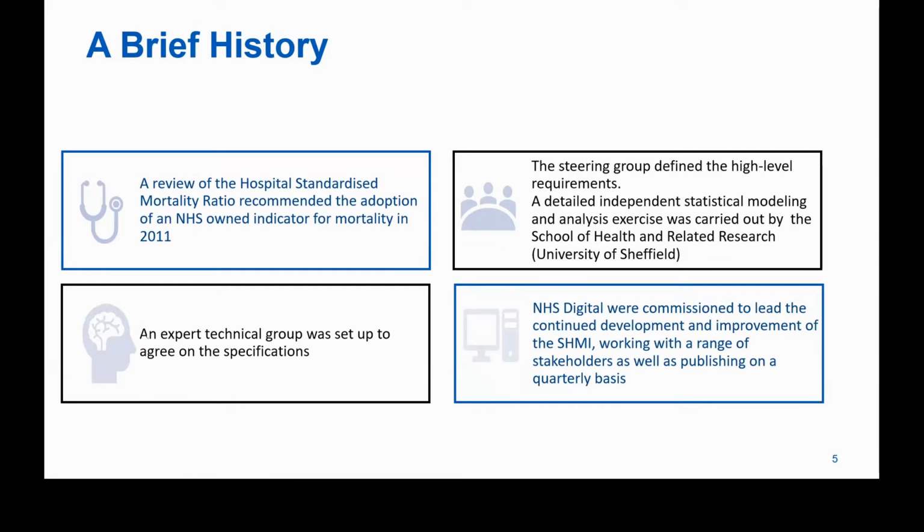So just a very brief history of the SHMI. A review was undertaken in 2011 of the hospital standardized mortality ratio, which we'll discuss in a few slides' time. That is a commercial tool that is used to measure mortality. The recommendation of that particular review was that the NHS should develop their own indicator for mortality. So an expert technical group was set up to agree on the specification of the SHMI, and I believe that included Mohammed, who is presenting next. I know he's definitely a member of the current engagement group, but it also included a lot of individuals from medical organisations as well as from universities.